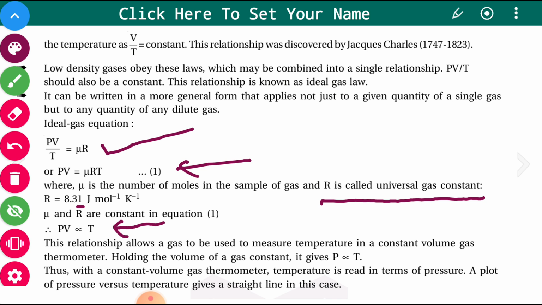Holding the volume of gas constant, we have P proportional to T. Thus with a constant volume gas thermometer, temperature is read in terms of pressure. A plot of pressure versus temperature gives a straight line in this case.